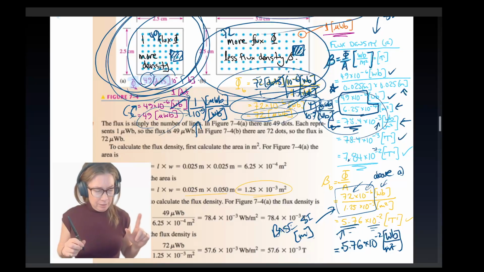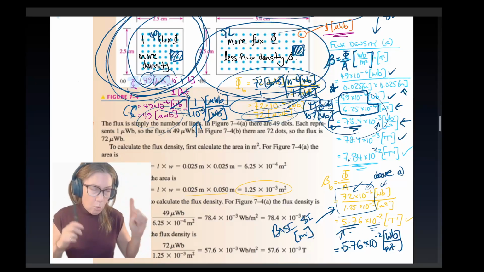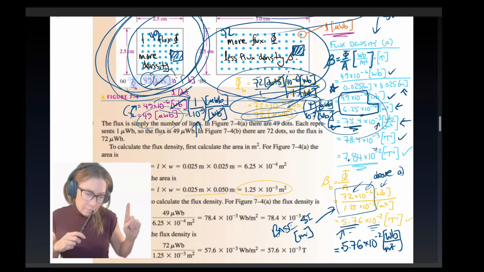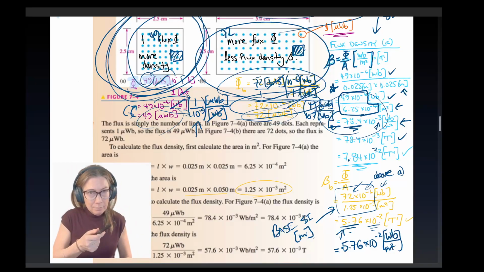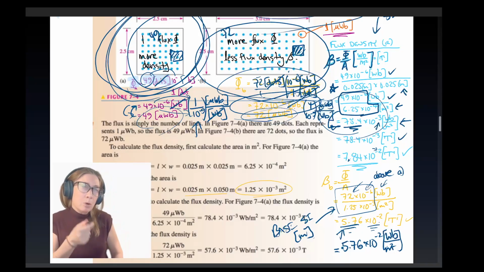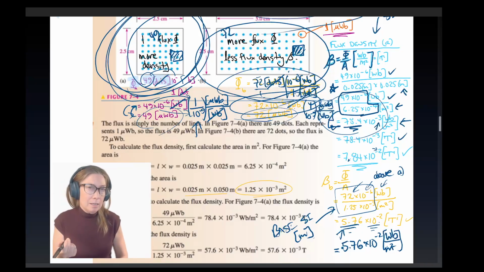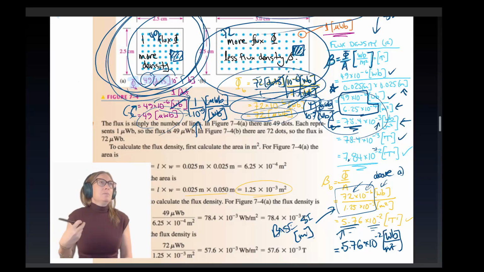So let's look at this then. I have more lines of flux on the second one than I have on the first one. But the first one is more flux dense than the second one is. So the first one is a better magnet. It's more magnetized than the second one is. The first one is more magnetized than the second one.